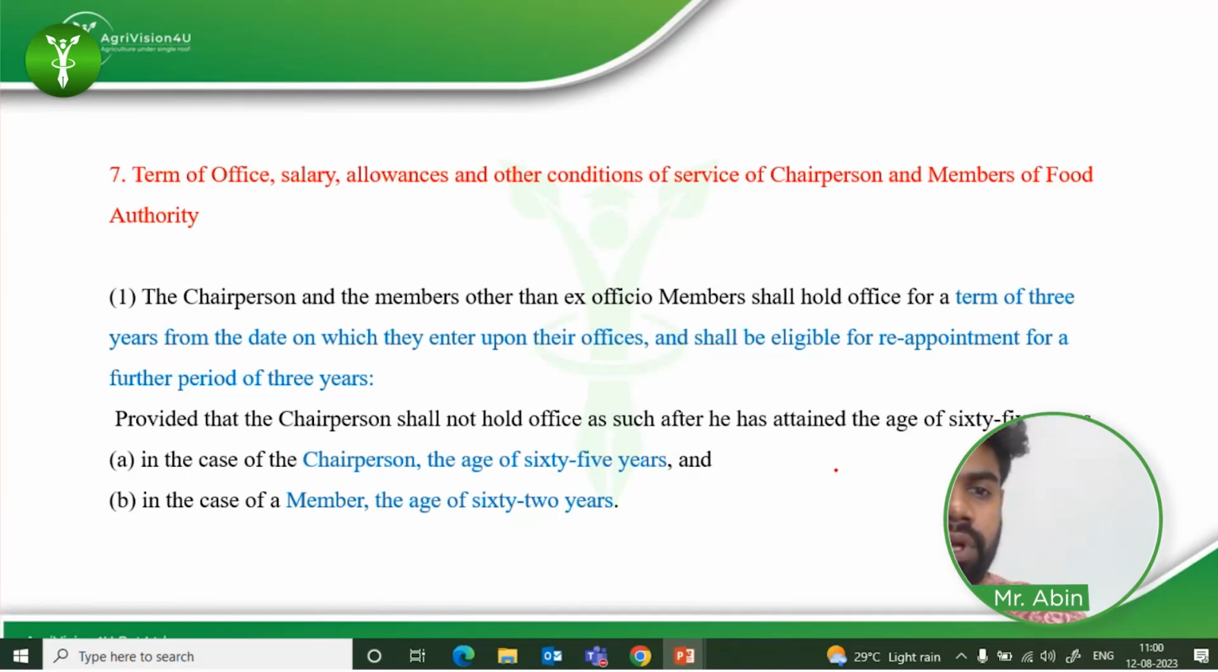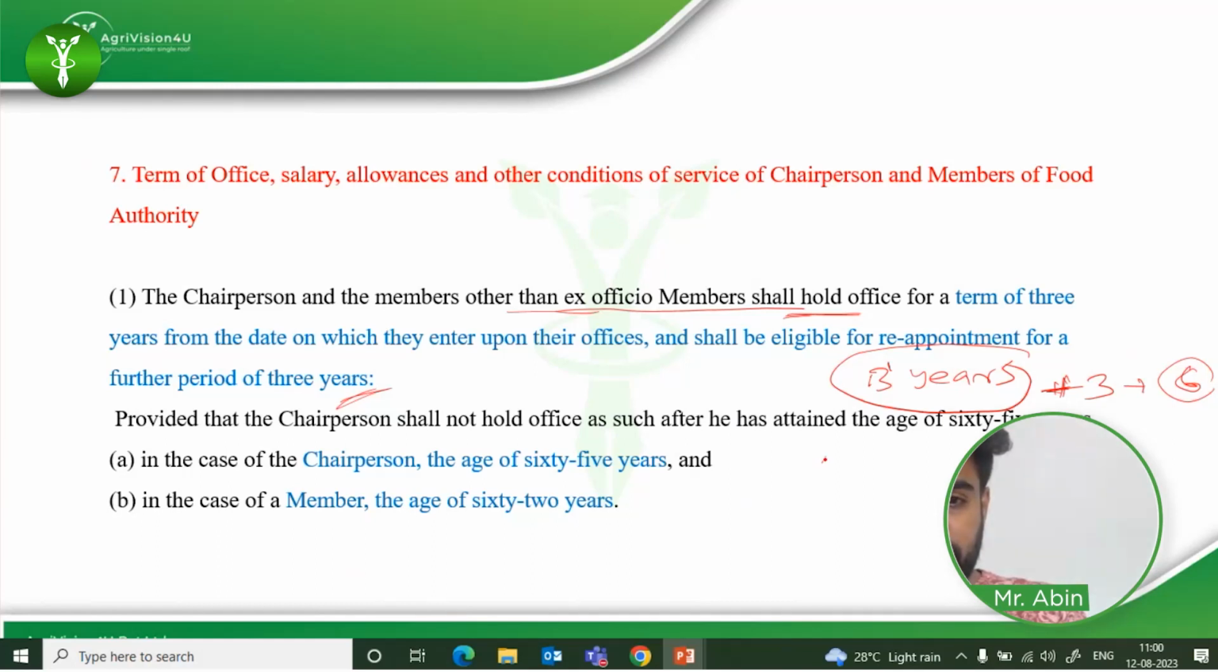Here the only thing you need to remember is the chairperson and members other than ex officio. Many times you will see this phrase, other than ex officio, because for them it will not be applicable. The term for them is 3 years, and they can be extended up to a further 3 years. So 6 years in total if they get an extension. And the age limit for chairperson will be 65, and for other members it will be 62. Very important.